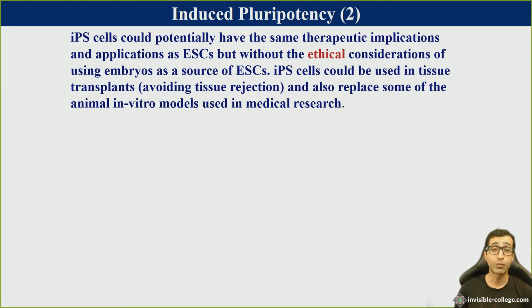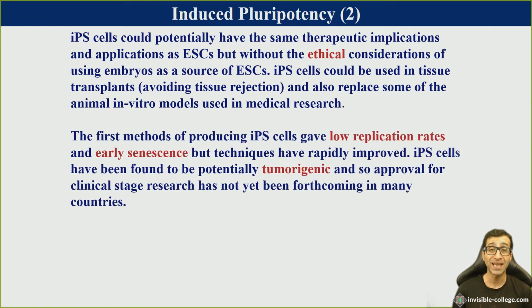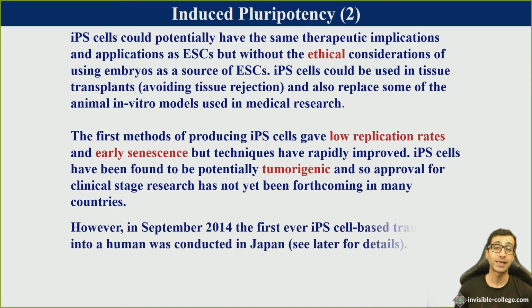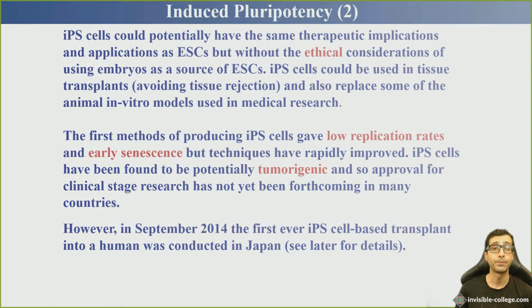Now, the first methods of producing iPS cells actually gave very low replication rates and also early aging or senescence of those cells, but the techniques have rapidly improved over time, and the iPS cells have been found to be potentially tumorigenic. Approval for many of the clinical stages of research hasn't yet been forthcoming in many countries because of this reason of the tumorigenicity of these iPS cells. However, relatively recently, in September of 2014, the first ever iPS cell-based transplant into a human was conducted in Japan.